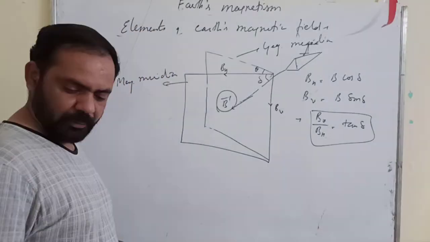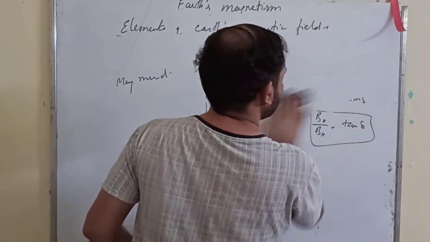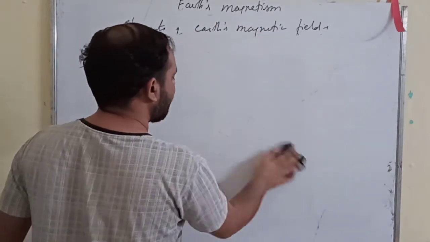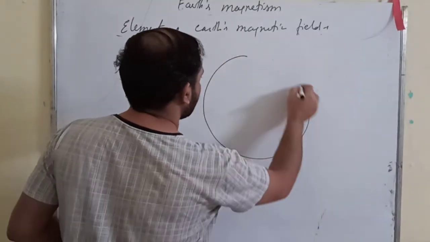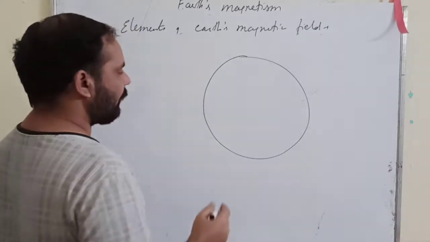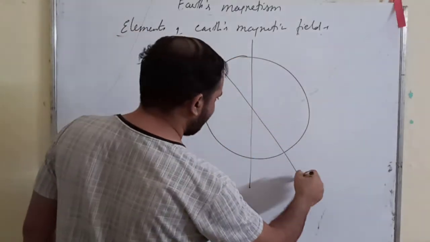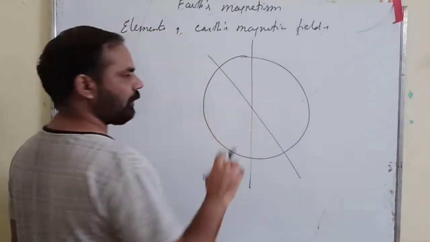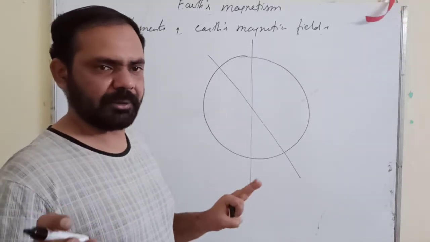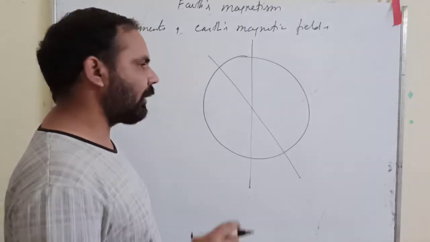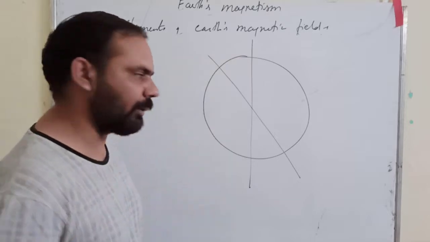Now we will discuss a few properties, and these are important properties. First, suppose this is Earth. Now this is your geographic meridian, this is the magnetic meridian. We will particularly talk about the angle of declination first, and then about the angle of dip. Now how the angle of declination changes as a person moves on the surface of the Earth, that we are going to discuss.